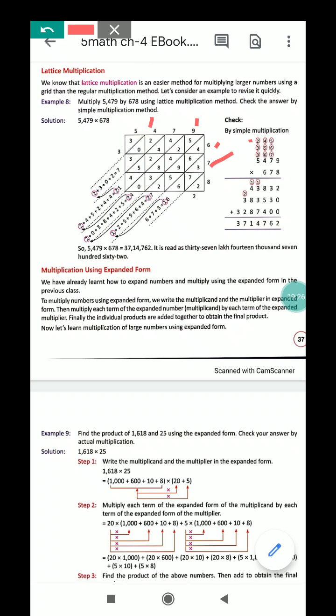7 into 9, 63. 7 into 7, 49. 7 into 4, 28. 7 into 5, 35. Okay. Now we will write 8 into 9, 72. 8 into 7, 56. 8 into 4, 32. 8 into 5, 40.